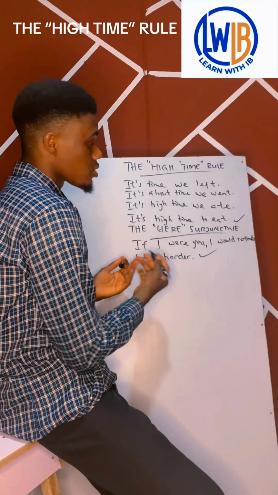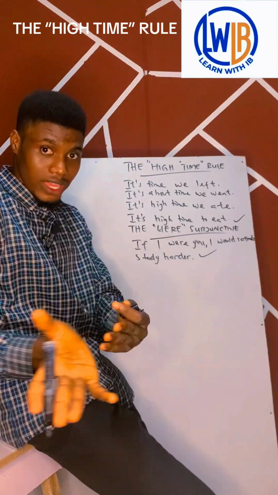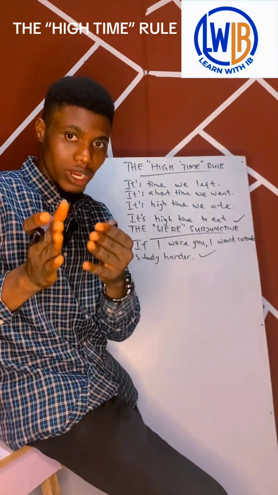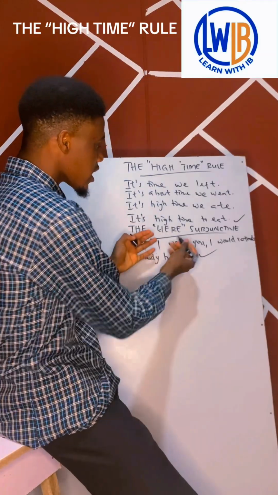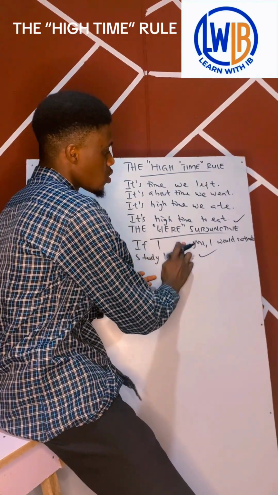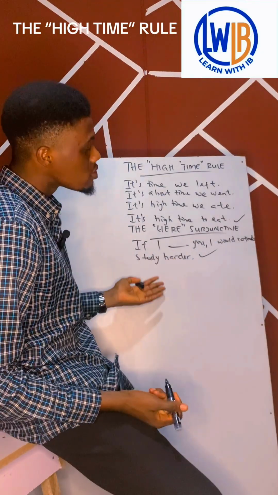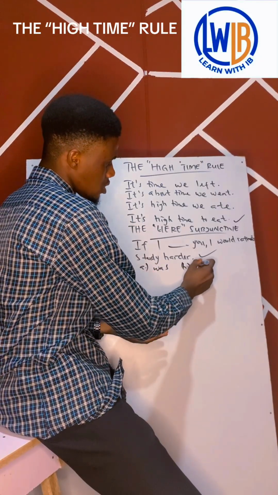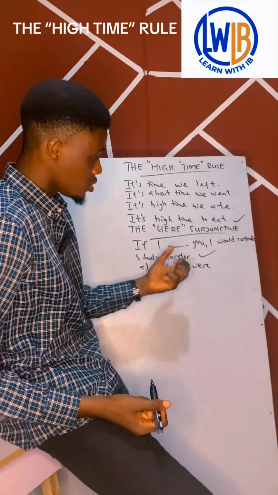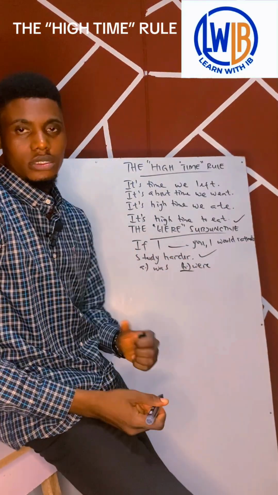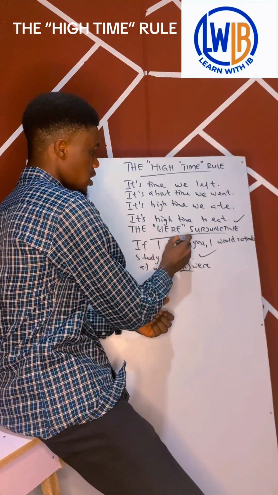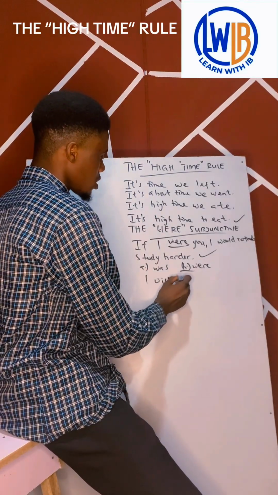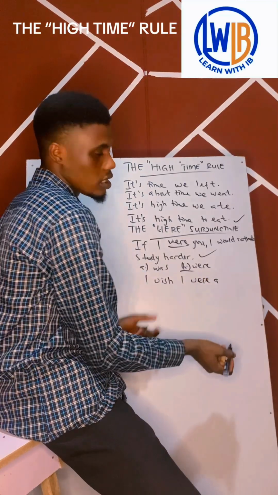So if you were to come across a sentence like "if I were you," where you have "was" or "were," what you should go for is "were." If I were you, for instance, "I wish I were a pilot."